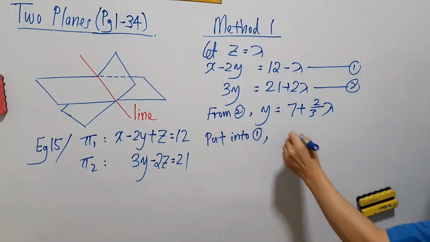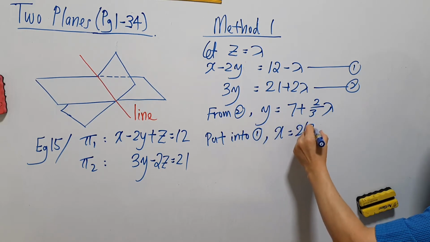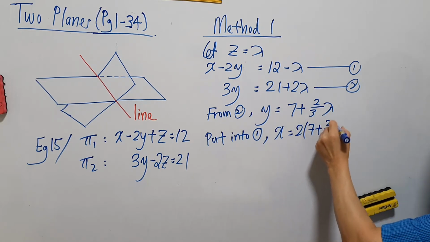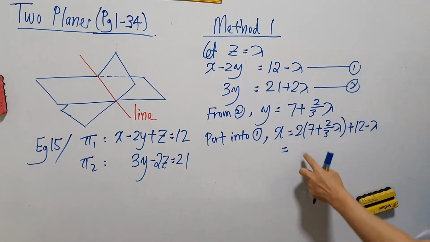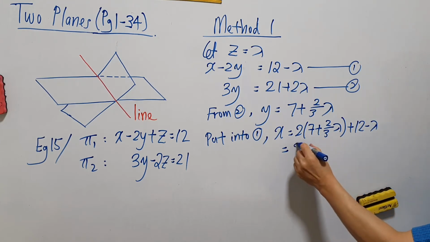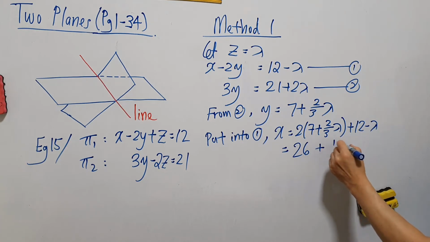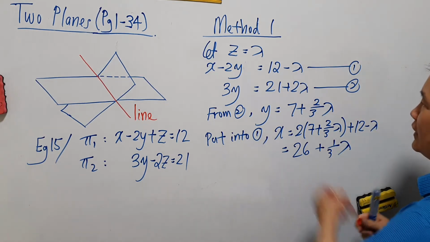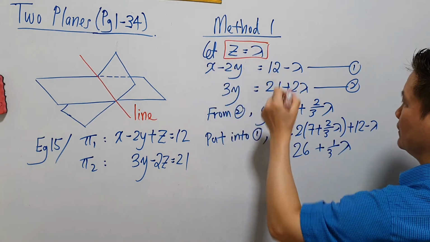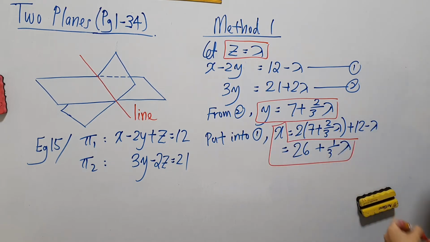I put into 1, my x is equal to 2y, which is 2 of y plus 12 minus lambda. So this gives me 14 plus 12, which gives you 26. Then for this one, it is 4/3 minus 1, which gives you 1/3 lambda. So once you have done this, once you have x, y, and z found in terms of lambda, we are now ready to actually write down the equation of the line.